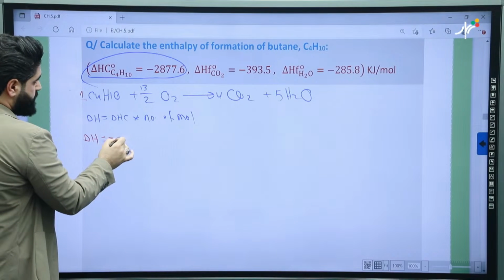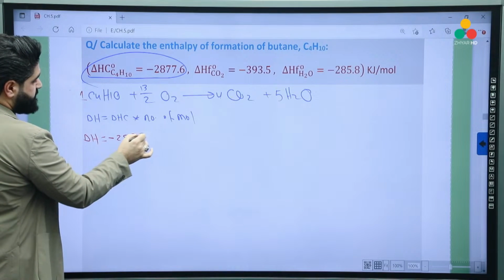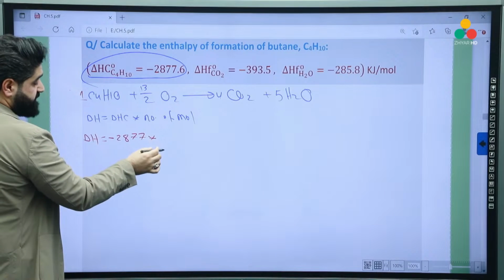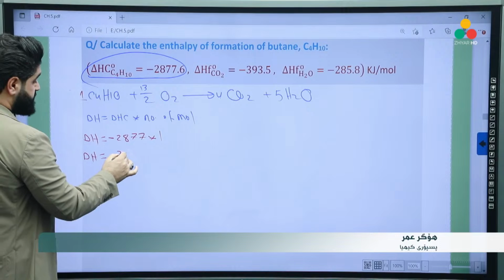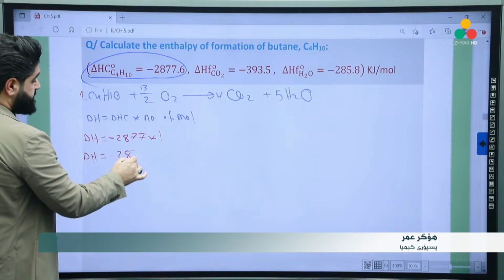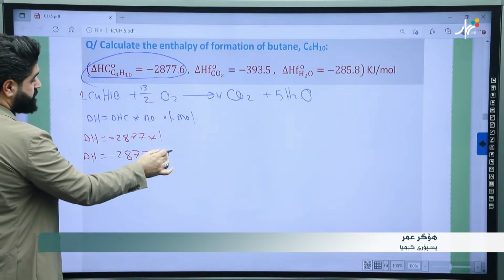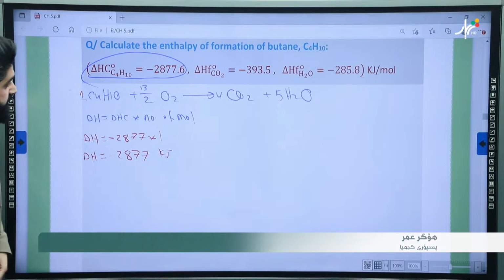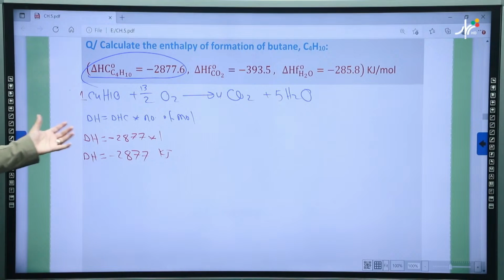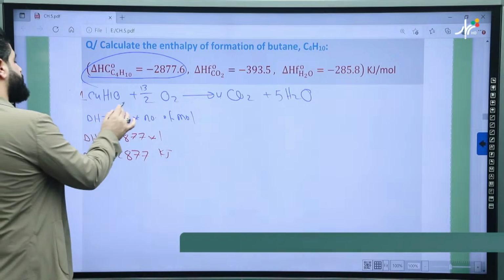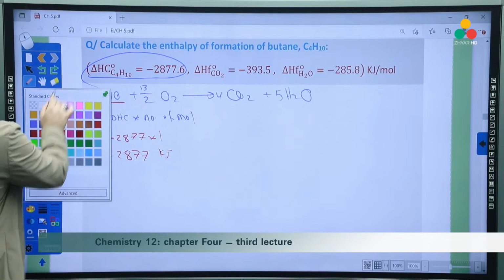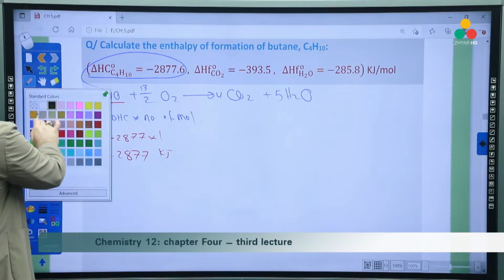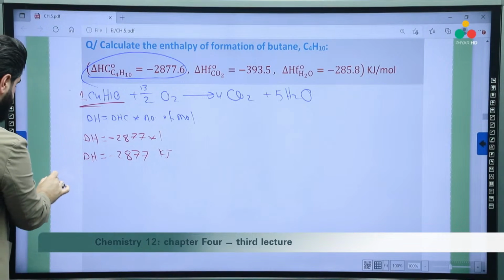So negative 2,877, sorry, times 1, delta H equals negative 2,877 kilojoules. It's delta H. Then we can get delta HF for butane. Look, delta H, in another color, the black one.